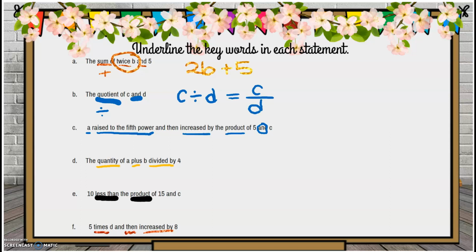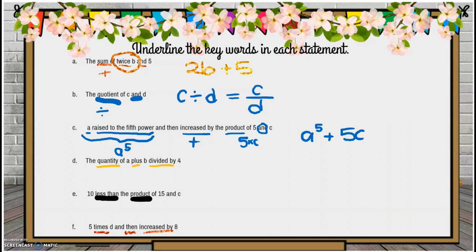Okay? For letter C, it says A raised to the 5th power. So this part right here is already going to be A to the 5th power. And then increased. So then I'm going to be adding the product of 5 and C. So 5 times C, I can also write that as 5C. So I'm going to write this all together as A to the 5th power plus 5C. Instead of writing 5 times C, I'm writing 5C.